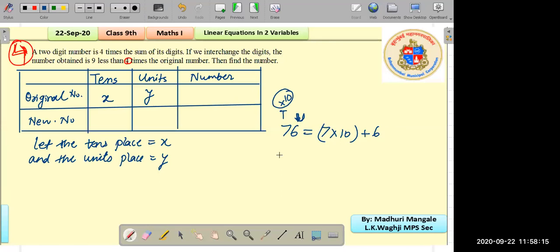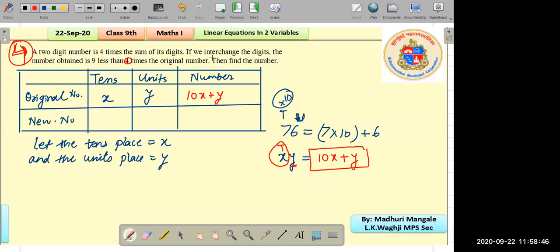Now we have the tens place to be x and the units place to be y. So how do we write this number? We multiply the tens place with 10. What is the tens place? It is x over here. So we are going to multiply x with a 10. So that would be 10x plus the units place. Units place is y. So the number is 10x plus y. That is the original number.